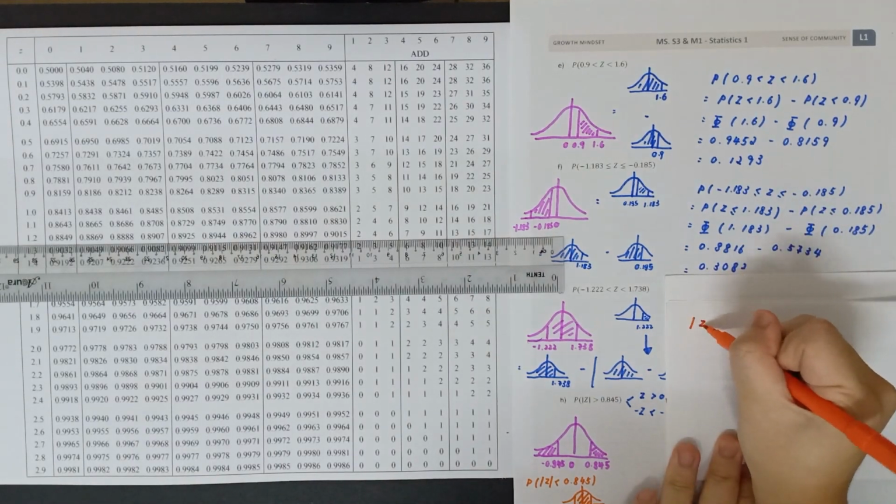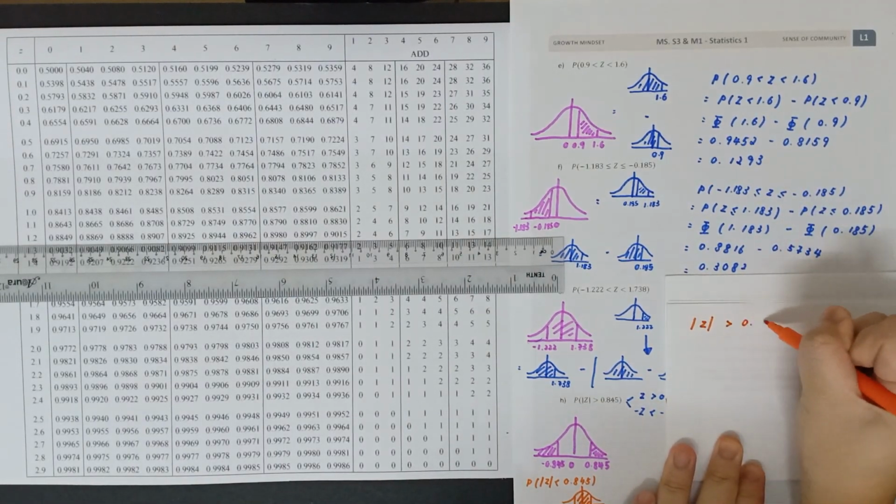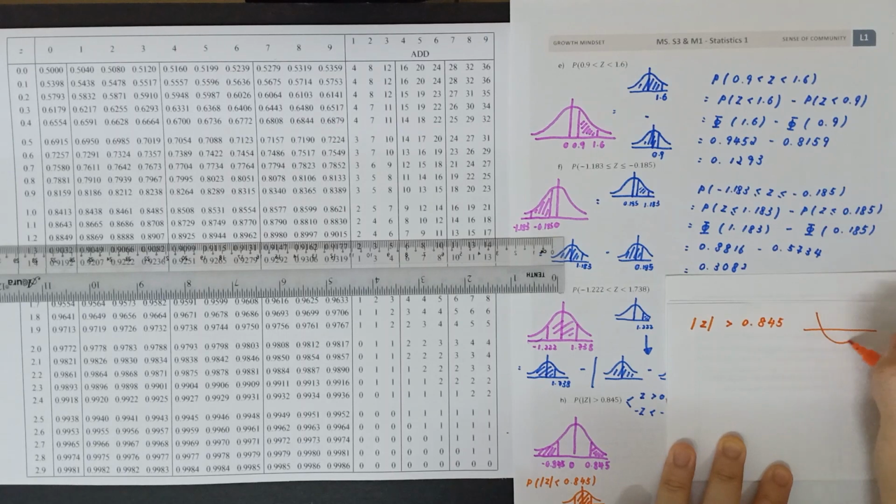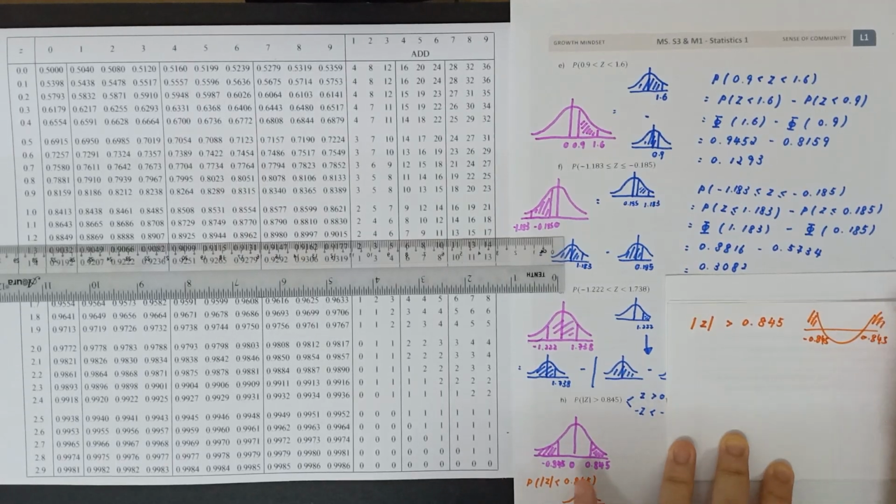So modulus z, you are going to learn this in your P3. You can solve it in square, meaning greater than this one, like in your quadratic, right? Greater than, so you are going to do it like this. So this is negative 0.845 and 0.845, and you are doing it outside.